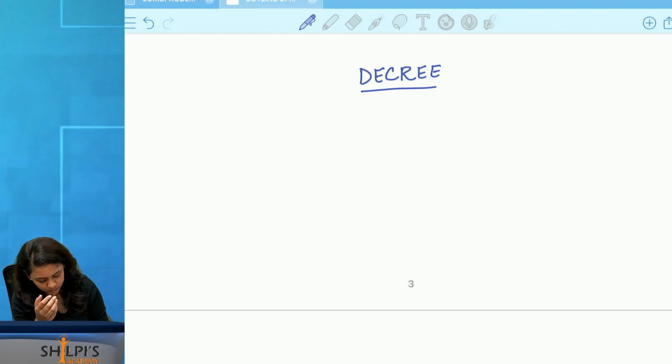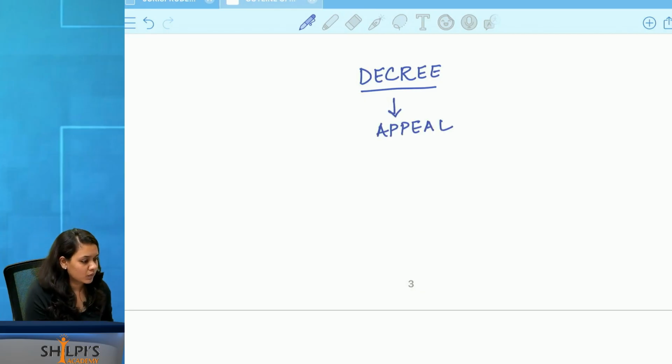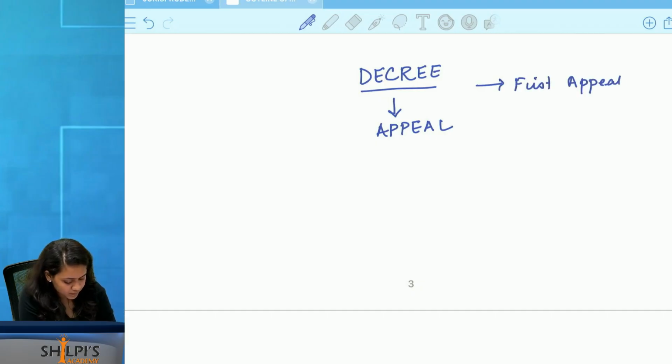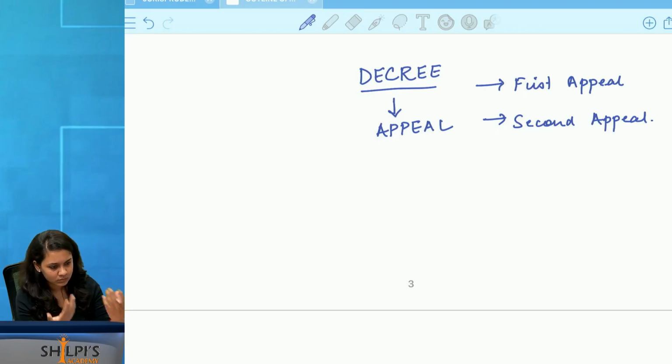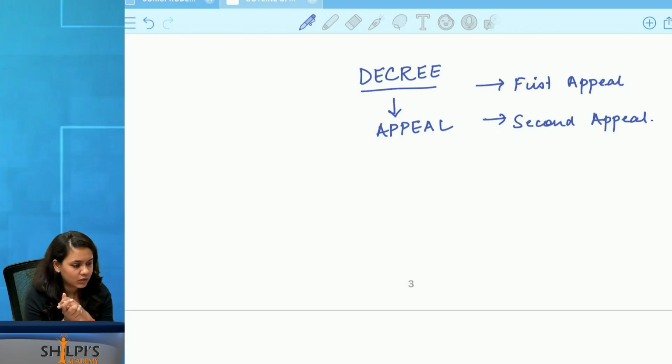Exactly. You can go on appeal. Okay, and this appeal by itself is a whole topic. We have the concept of first appeal, and second appeal. What is first appeal? The very first authority that you're going on appeal to. Second appeal? The second authority that you're going on appeal to.